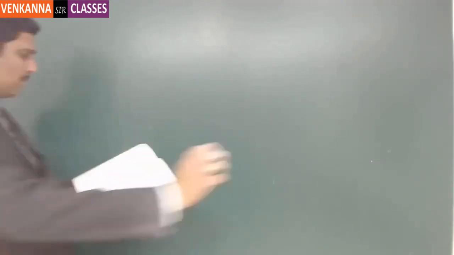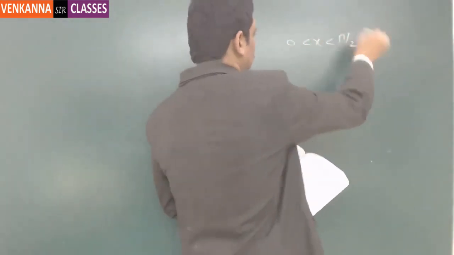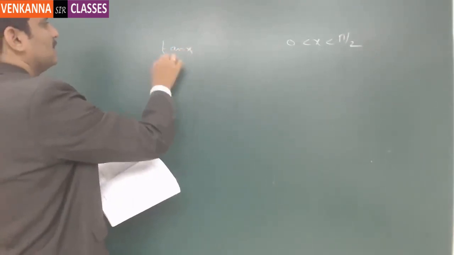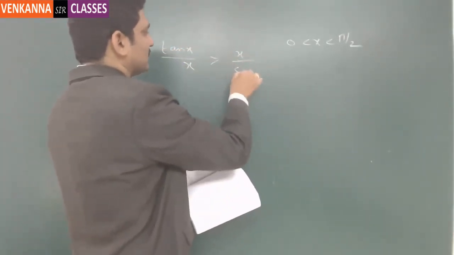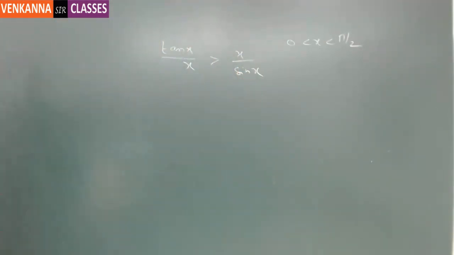So this is the problem: for 0 less than x less than pi by 2, you are going to prove that tan x by x is greater than x by sin x. This was the problem. I think it is also one of the previous year questions.